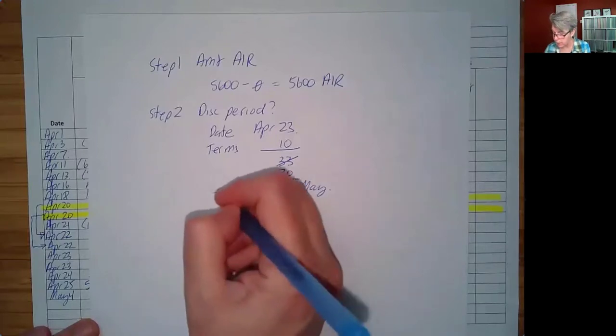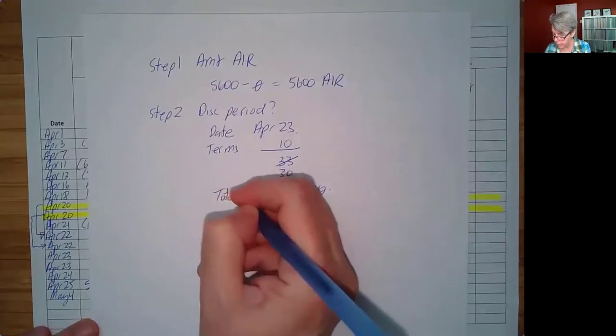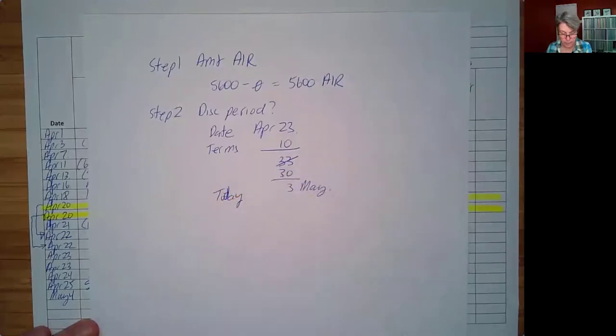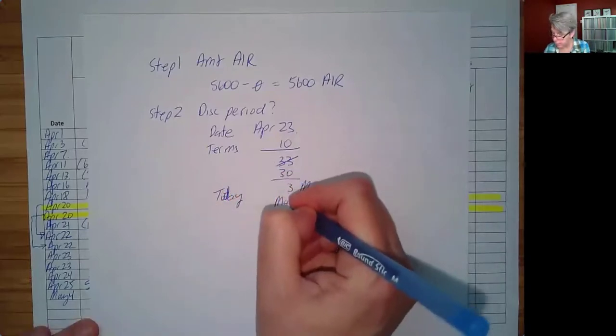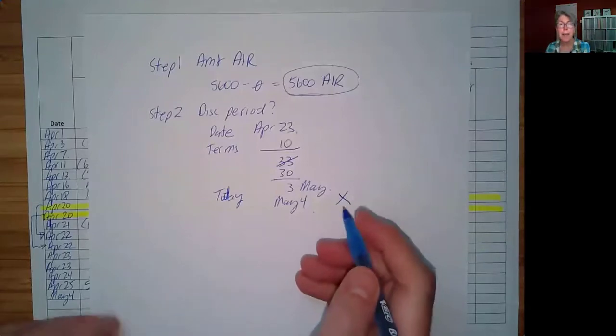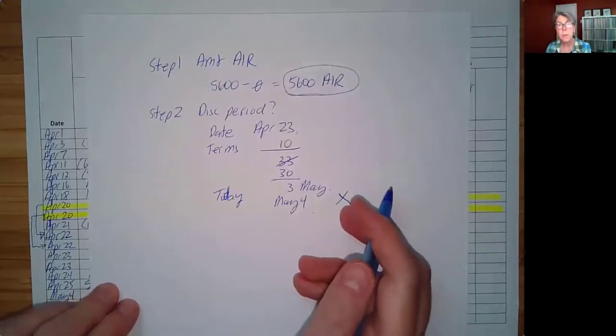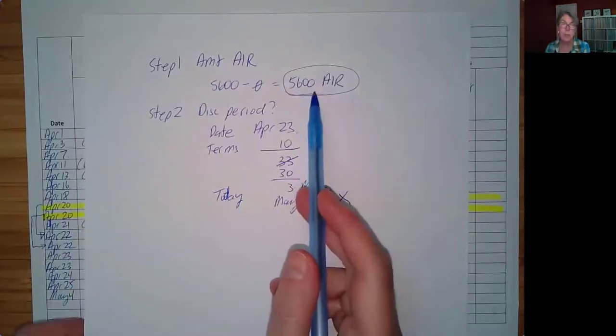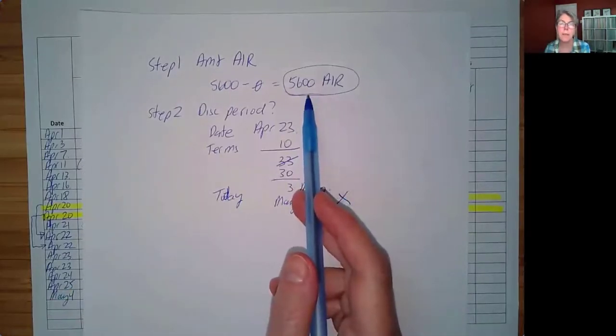What is today? Today is May 4th. So they're allowed to take the discount? Absolutely not. Do I have to do step number 3? No, I do not. All I need is the amount of the accounts receivable, and the fact that they don't get a discount. So how much is the customer going to pay? They're going to pay 100% of the accounts receivable, which is $5,600, because they have no right to the discount.